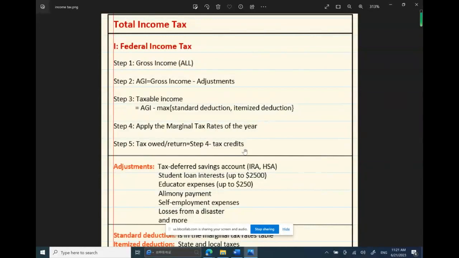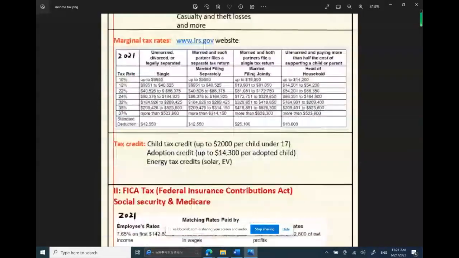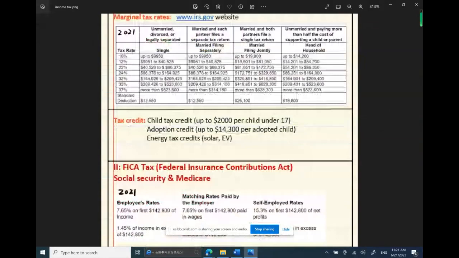That's step 4. The last step is to subtract tax credits. Tax credits are the best thing ever. Tax credits include the child tax credit, up to $2,000 per child under 17 years old, the adoption credit, up to $14,300 per adopted child, and energy tax credits, including solar, electric vehicles, and more. So tax credits are the best thing. They are a lot better than deductions.